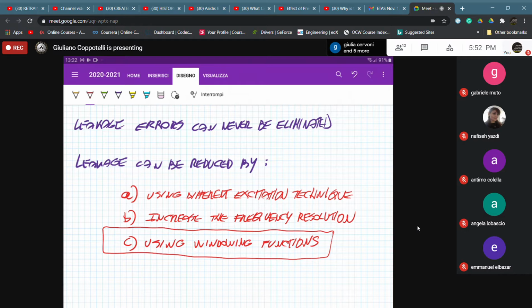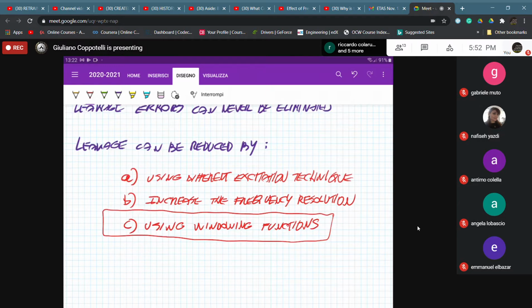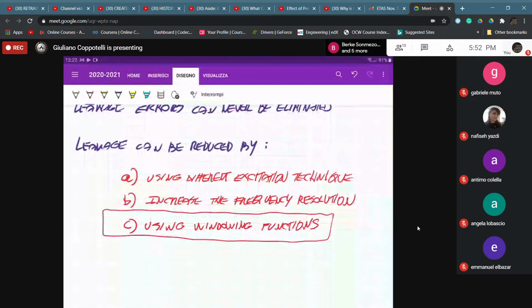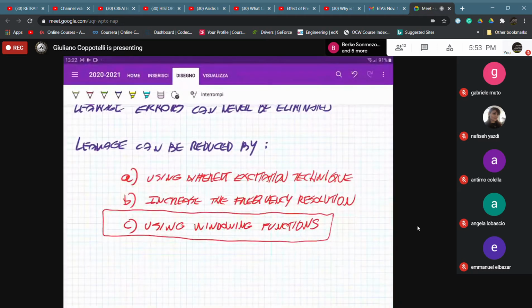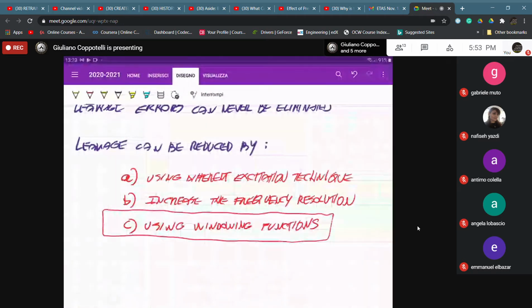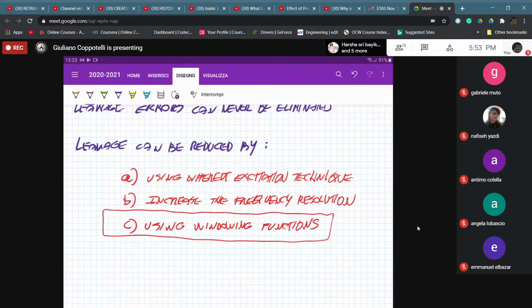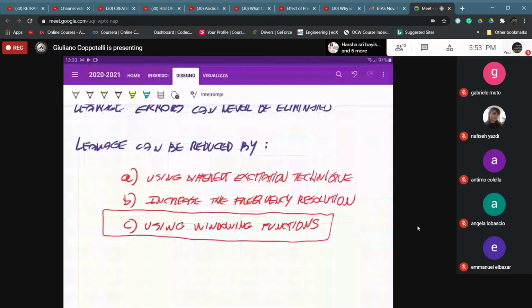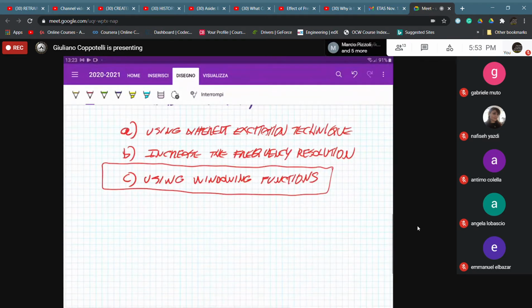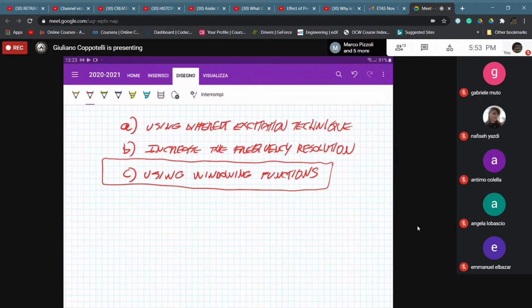Okay, you can never change the excitation technique as you like once the machine is set up already there in place, or we can't increase the frequency resolution because you can't wait that much time to have the required value of the frequency resolution. So a good approach is by reducing the leakage errors by using the windowing function.